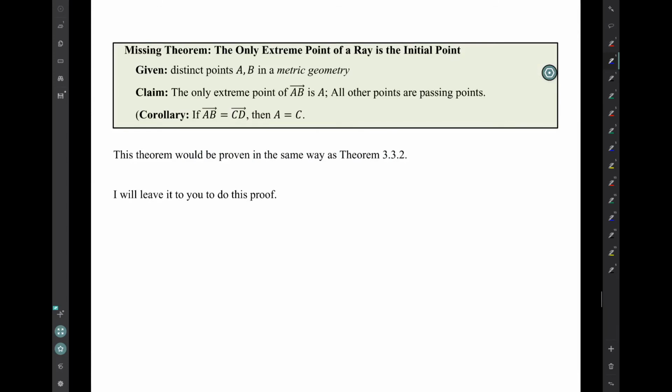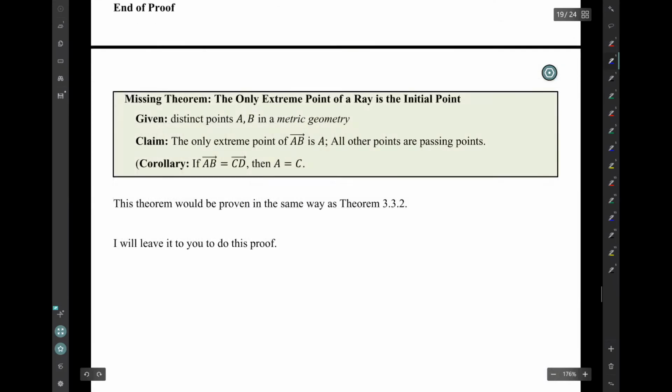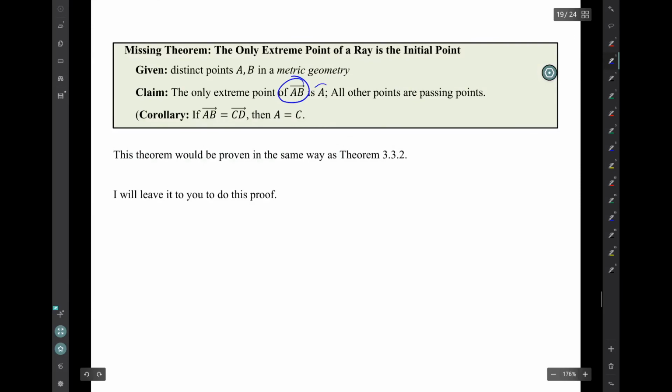Now, there is a similar theorem that's not presented in the book. The only extreme point of a ray is the initial point. So given distinct points A and B, the only extreme point of ray AB is the initial point, A. All the other points are passing points. So we now have these two theorems. The one that's stated in the book: given distinct points A and B, the only extreme points of the segment are the endpoints A and B, and the only extreme point of the ray is the initial point A.